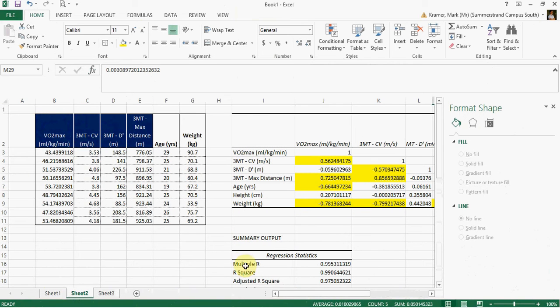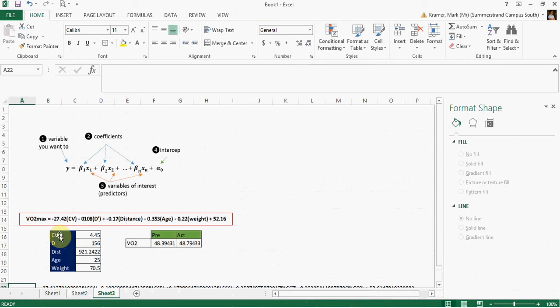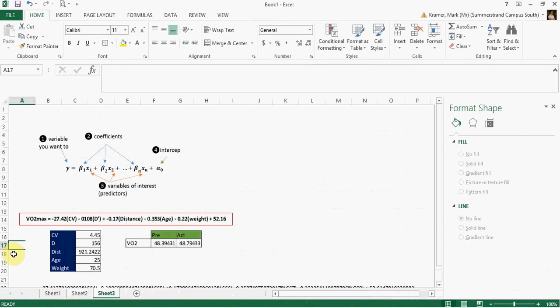So the goal is, if I just plug in these values, in other words, if you did a normal 3MT test and I managed to determine what your critical velocity is and what your d prime is, the distance that you ran, and I have your age and weight, I can predict what your VO2 max is fairly accurately, right? It depends on a whole bunch of other things, but that's beyond the scope of this particular video. Anyways, I'm talking too long. I hope that's made sense. I hope you guys know how to do the regression side of things.